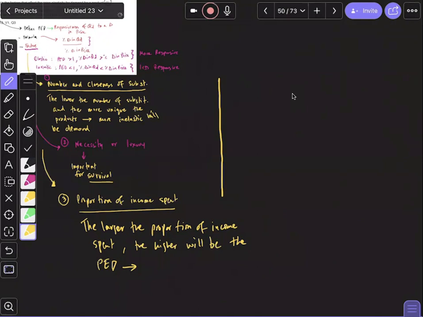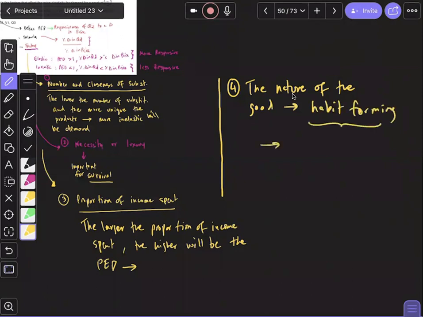Okay. Then comes, once we determine necessity, sometimes the nature of the good. When you say nature of the good, it basically means, is it sort of habit forming or not? If it's a habit forming good, one would say it will be very inelastic. Why? Because people will find it difficult to switch, and they might be okay to pay a higher price for it if the price goes up.